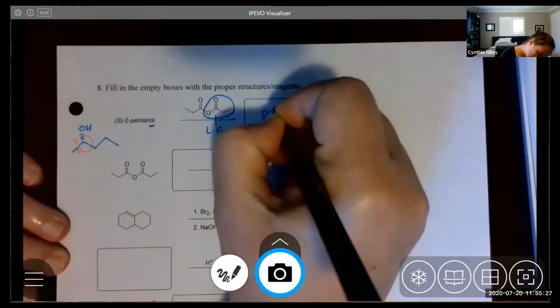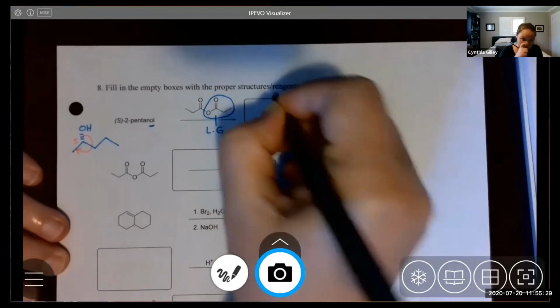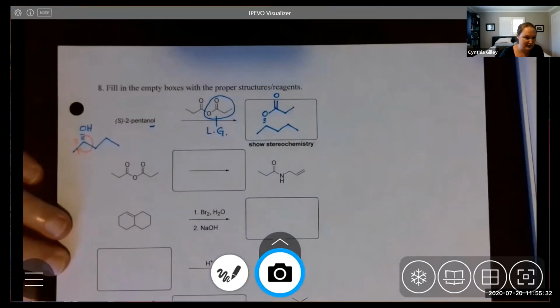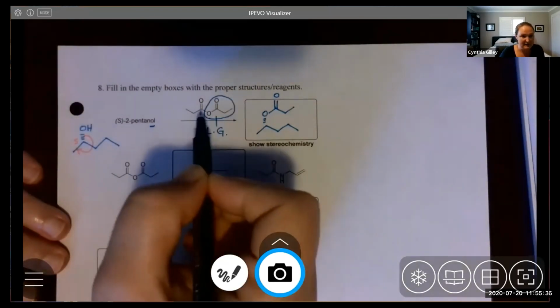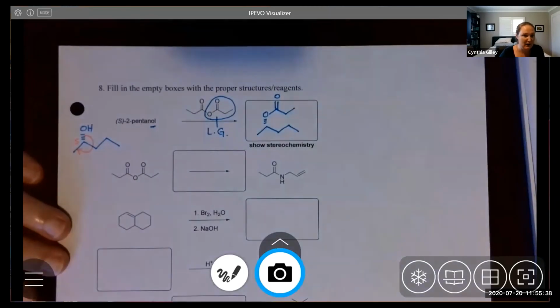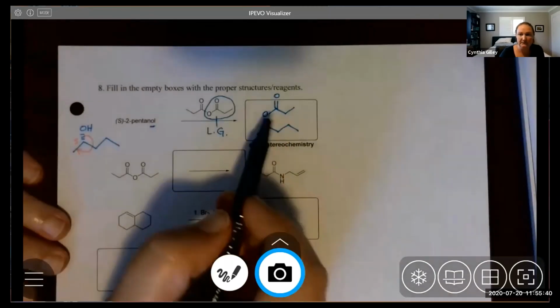We'll add in that acyl group. So basically this reaction is just a reaction between an alcohol and an anhydride, which is similar to an acid chloride, to make an ester.